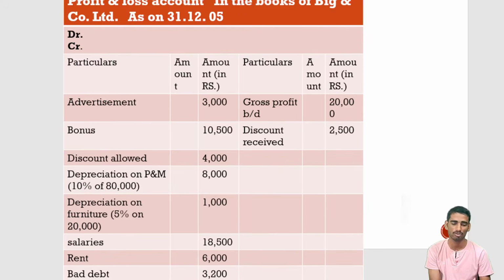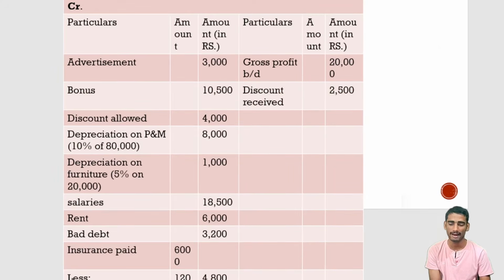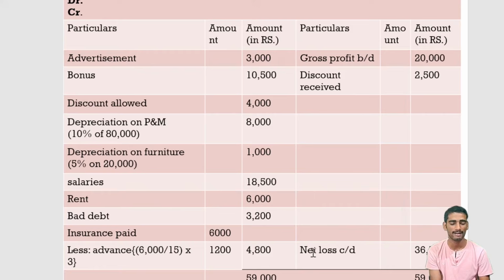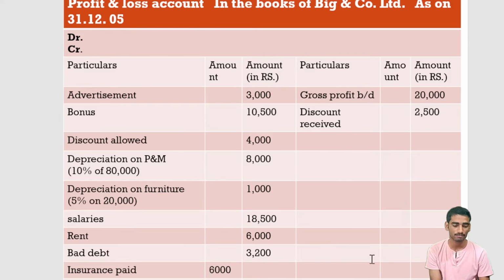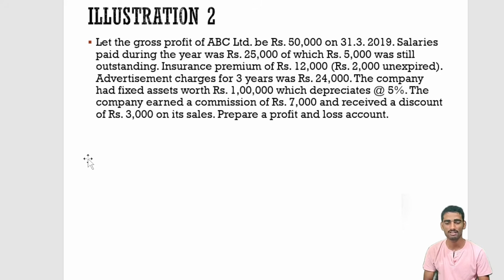Now you can see what the difference between the two is: at the end I have just added the net loss. And if there was a net profit, then we would write the net profit. So you just have to do all those things, and after that the net loss will be 36,500. So these are the values you have to write. So I hope it is clear. Let me come to one last example, that is illustration 2.